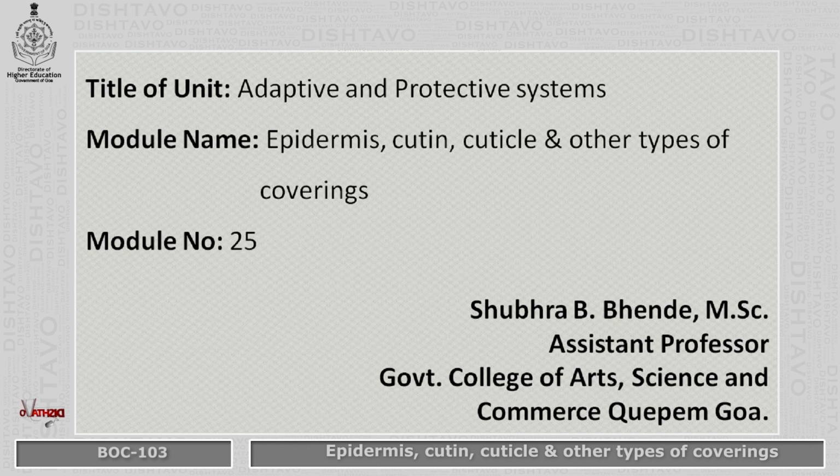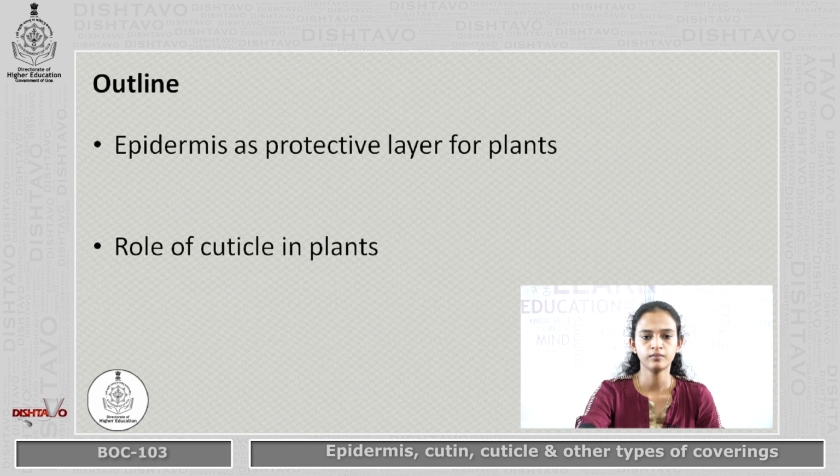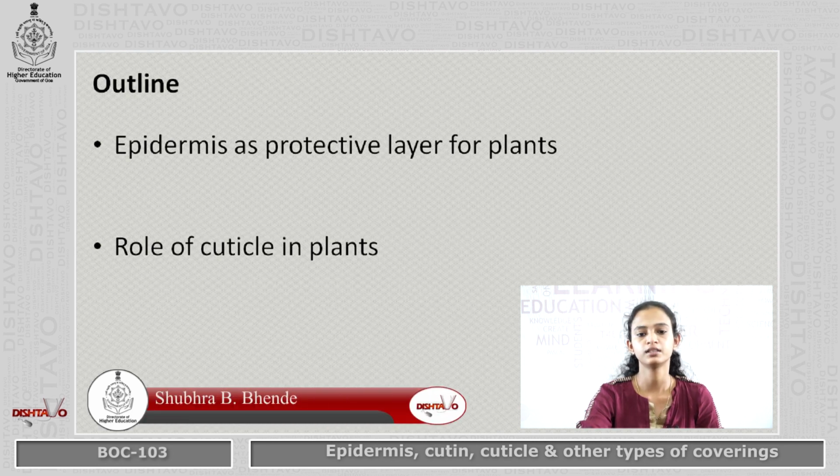So the title of my unit is Adaptive and Protective System. This is chapter 4 from the syllabus. Module name is Epidermis, cutin, cuticle and other types of coverings. Outline: Epidermis is a protective layer for plants. Role of cuticles in plant.